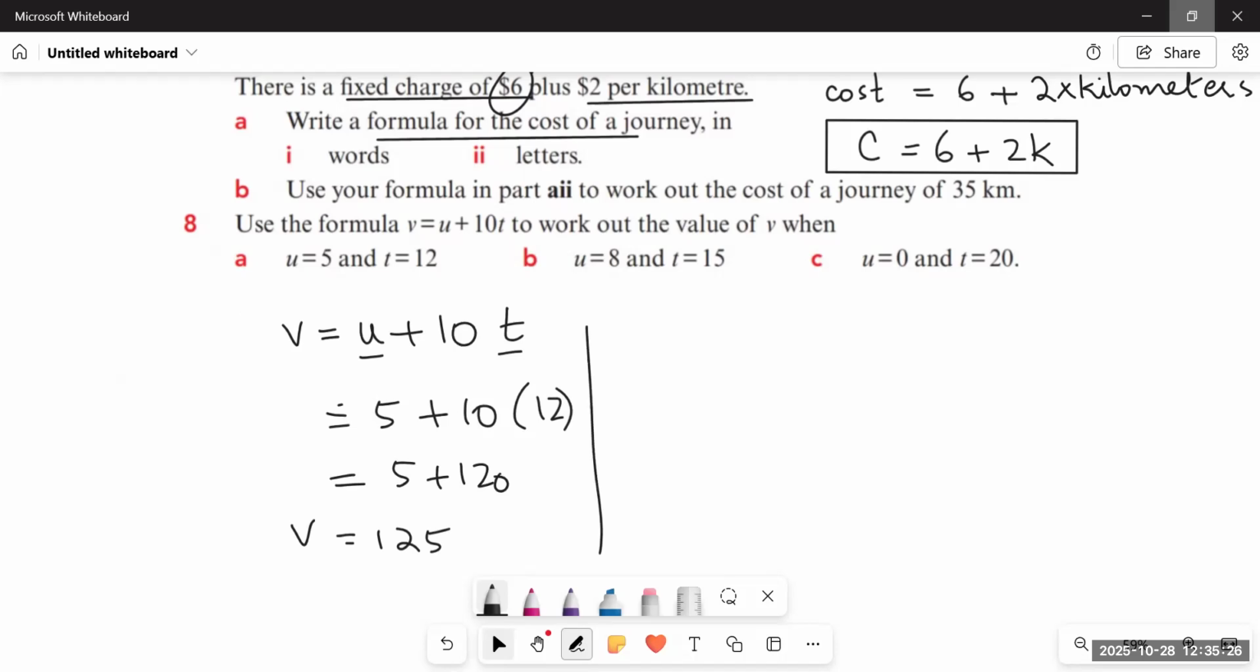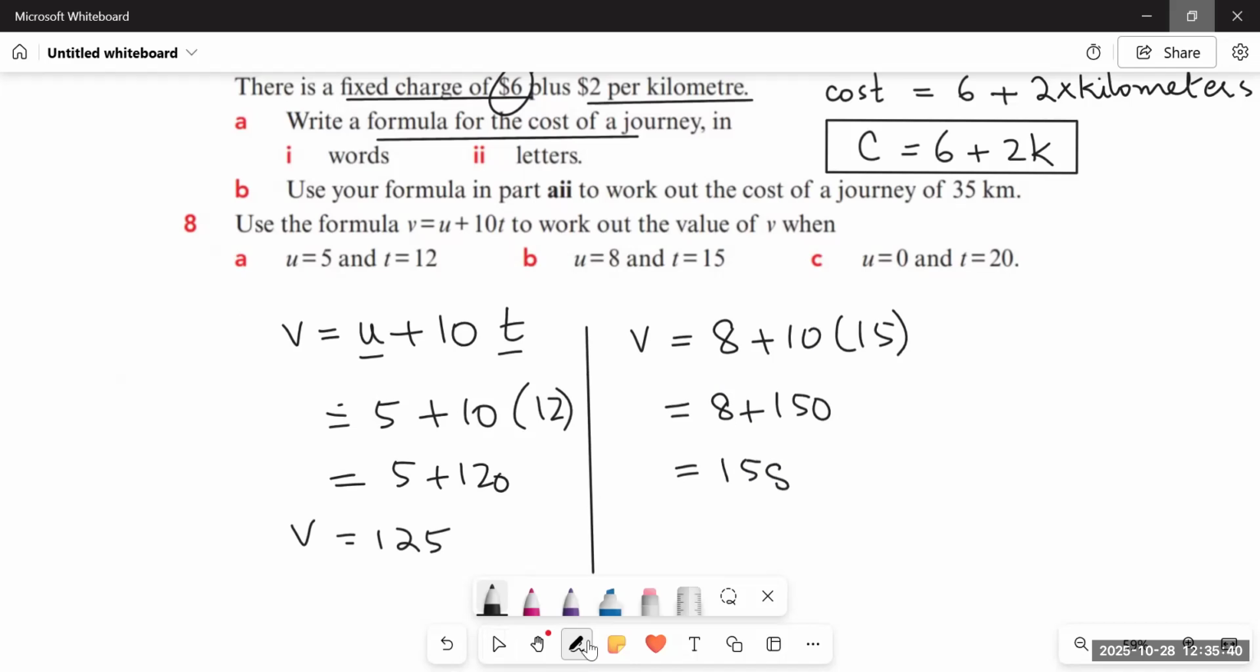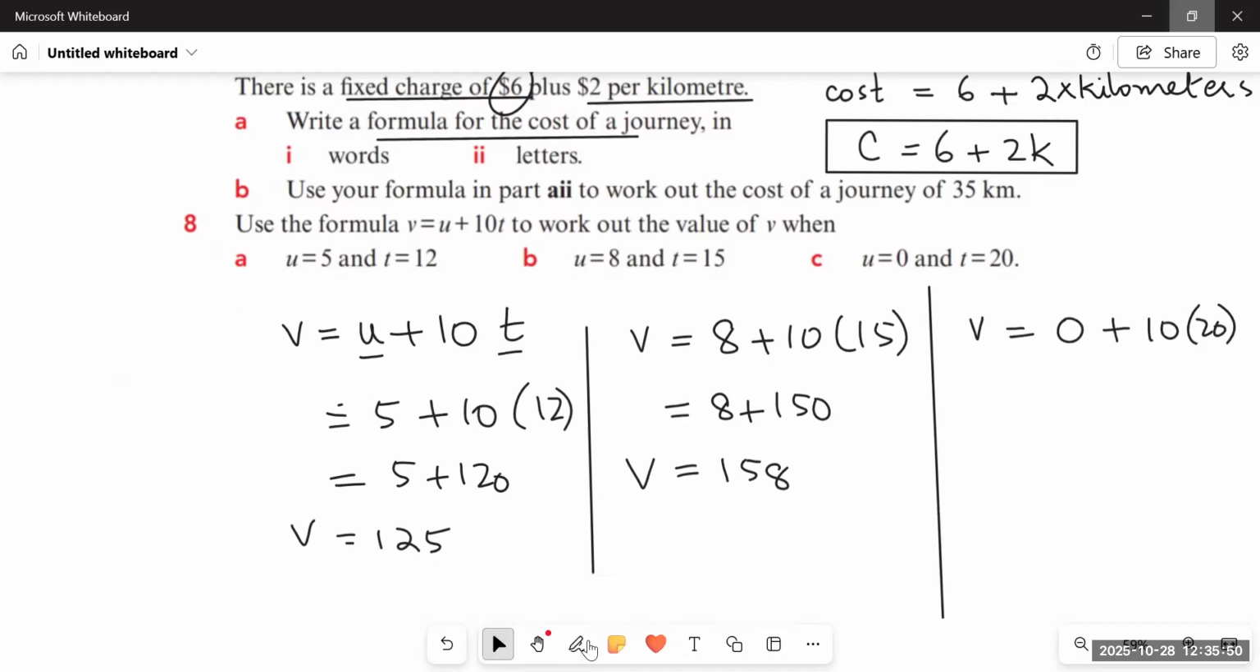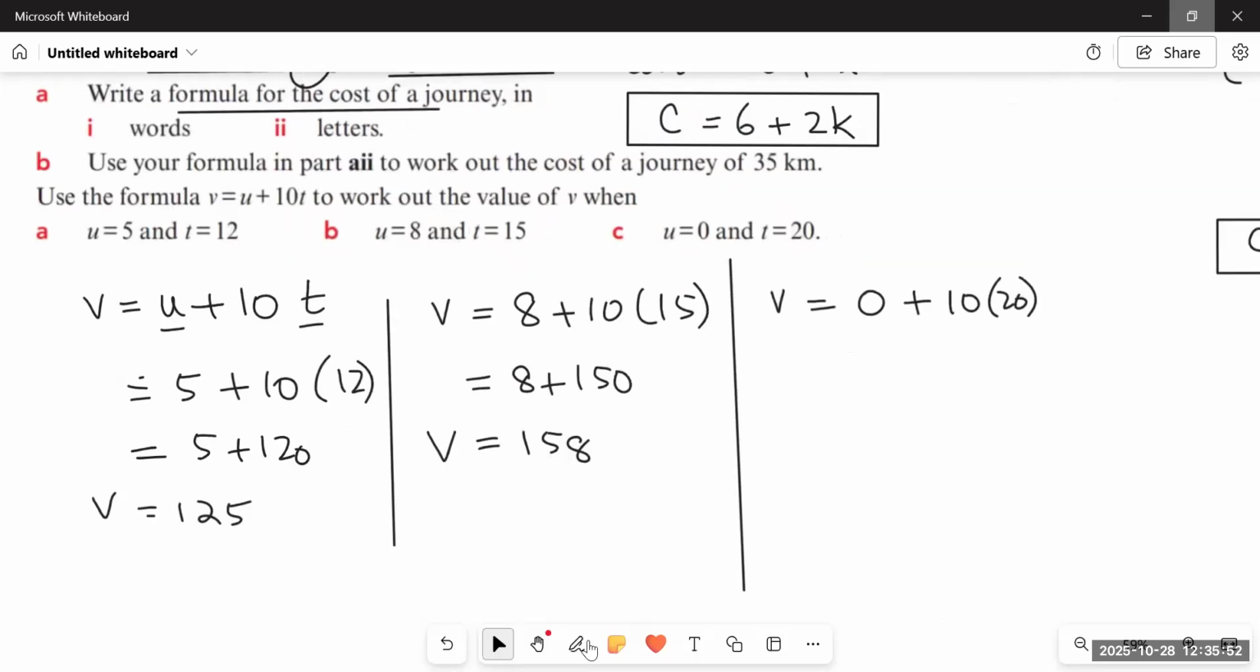Similarly, if U is equal to 8 and T is equal to 15, then 10 multiplied by 15 is equal to 150 and 150 plus 8 is 158. And if U is equal to 0 and T is equal to 20, it would be 10 into 20. You can see that 10 is fixed over here. 10 is a constant. Okay.